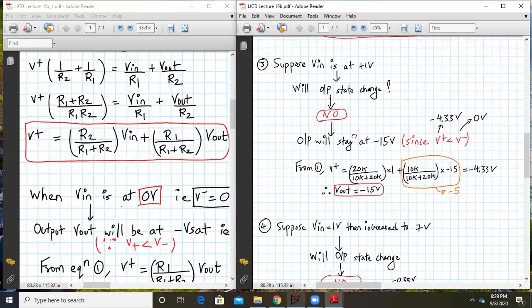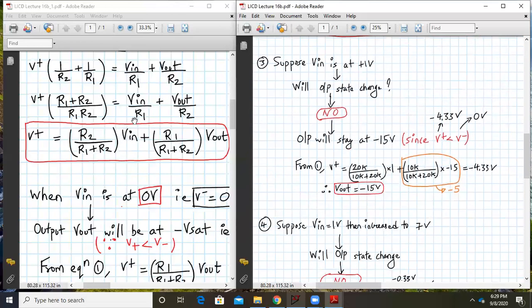Well, let's find out. So from this equation, what we will do is we'll substitute the value of V in as 1. Rest all the values we know. This R2 upon R1 plus R2 will be 20k upon 30k, so this will be 2 by 3. The first fraction will be 2 by 3 and this one will be 1 by 3, because R1 divided by 10 plus 20 will be 1 by 3, and R2, 20 divided by 10 plus 20, will be 2 by 3. So we substitute the value of V in as 1 volt, and output, remember, is at minus 15. Right now it's at minus 15, it's not changing. And V plus, if you use a calculator, will be around minus 4.33.